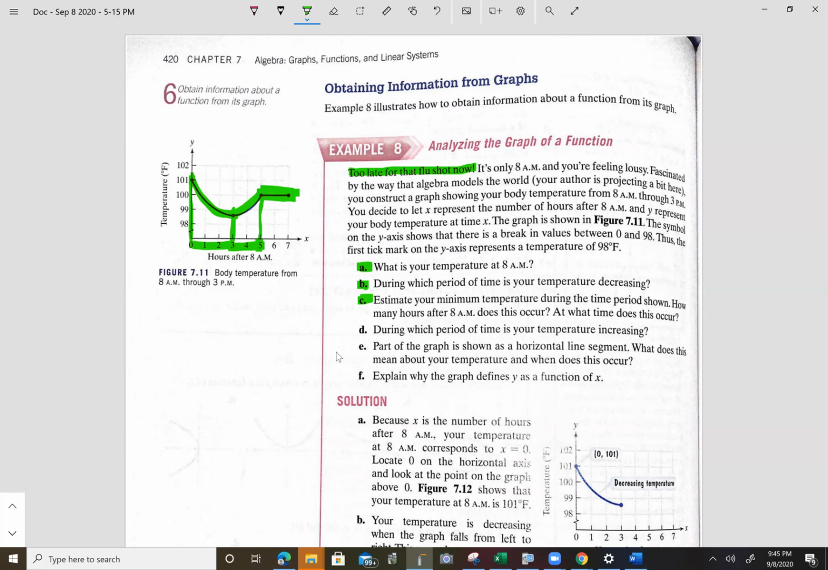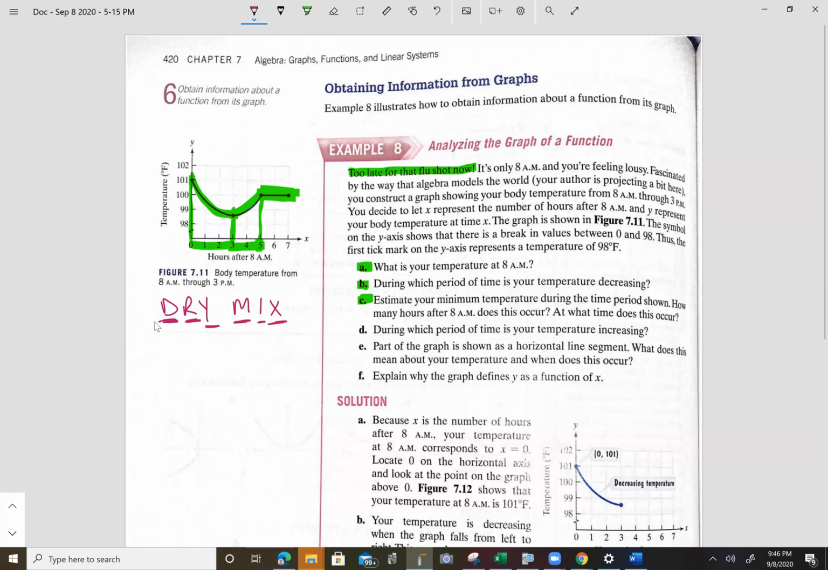Explain why the graph defines y as a function of x. So this goes back to what we learned in science, where we have a controlled and a manipulated variable, right? So I think it is DRY MIX, D-R-Y-M-I-X. On the y-axis, you have the response variable and the dependent variable. And on the x-axis, you have the independent variable and you have the manipulated. I think that's what I was just talking about.